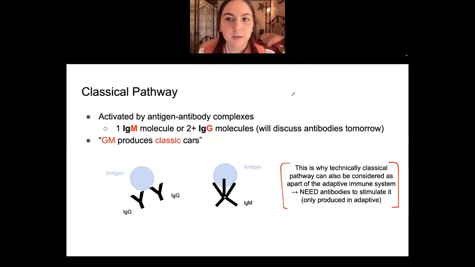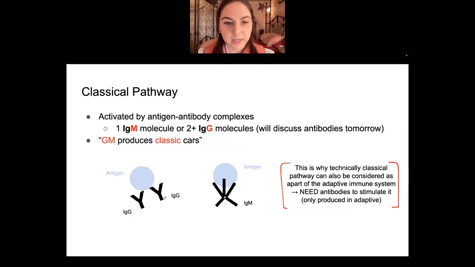Just triple check. Okay. Antigen antibody complexes are what activate the classical pathway, and all you really need is 1 molecule of IgM or 2 or more molecules of IgG. We're going to talk about antibodies tomorrow, but a good way to remember this is GM produces classic CARs. IgG and IgM are the 2 antibodies that can initiate the classical pathway of the complement system. So this is how it would look.